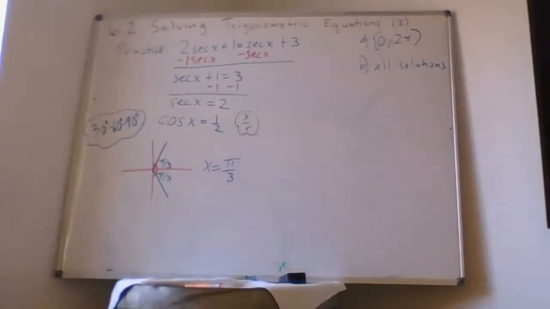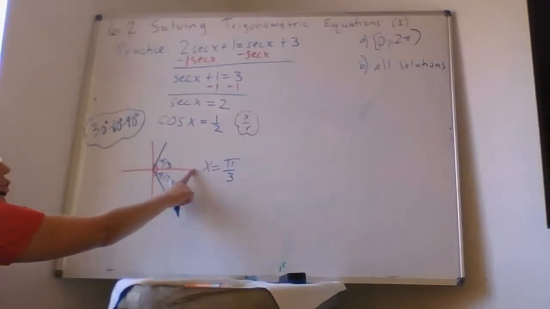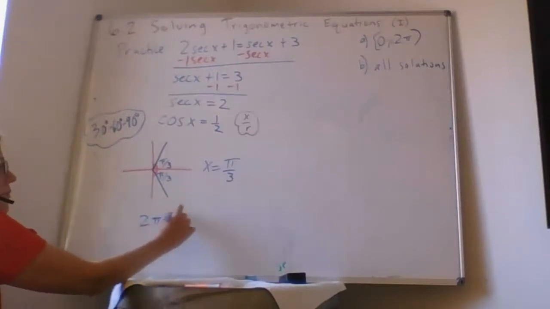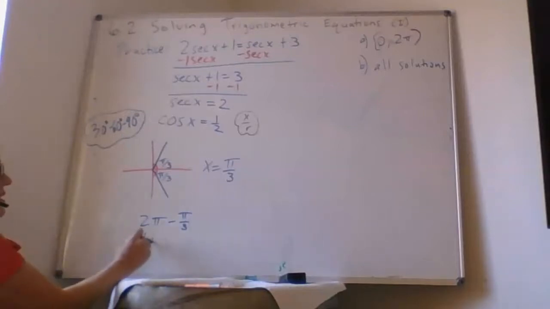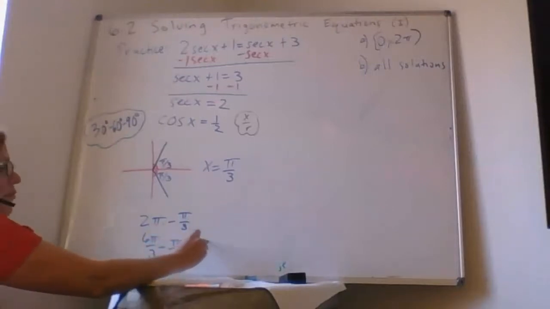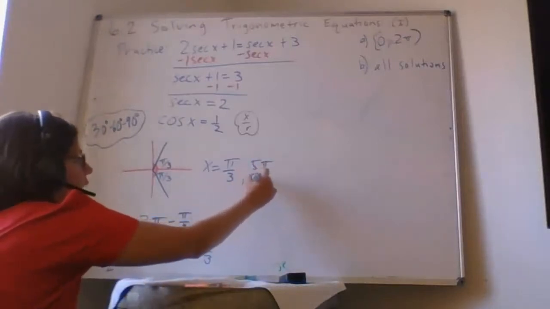We know we need our answer in radians since they were asking for the solutions in the interval 0 to 2 pi. Now, to find this angle in quadrant 4, what we need to do is take 2 pi and take away pi over 3. Well, 1 pi is 3 pi over 3. So 2 pi will be 6 pi over 3. And now we can take away pi over 3. So we get 5 pi over 3. So our other solution is 5 pi over 3.